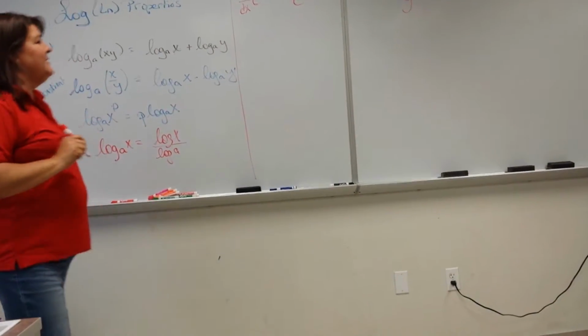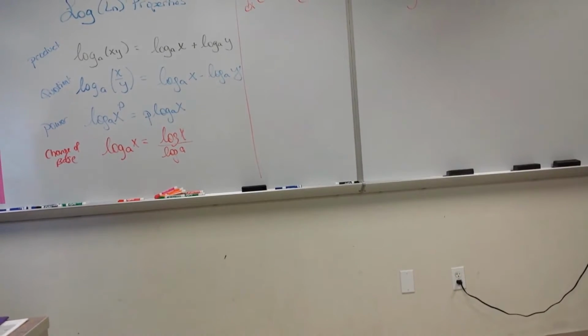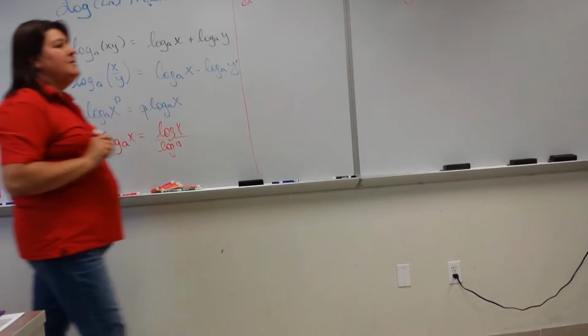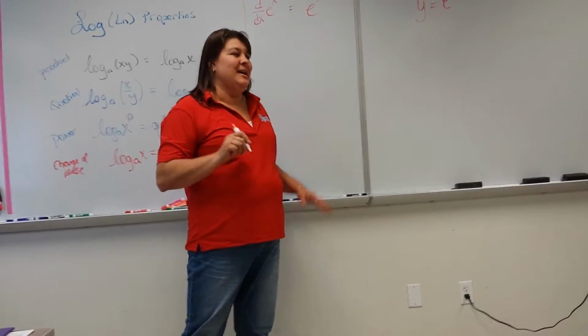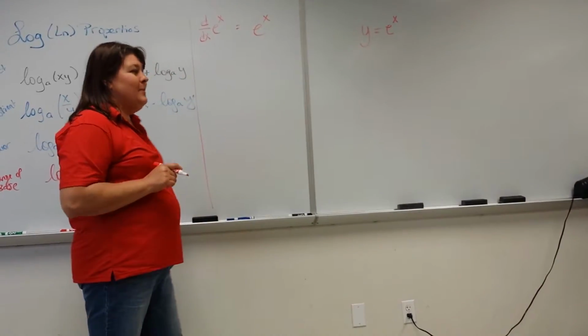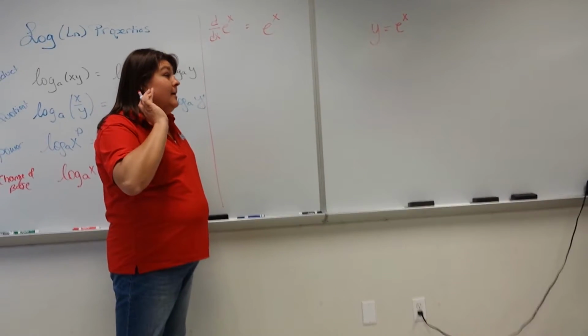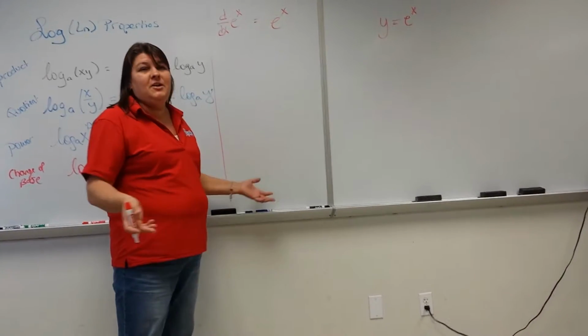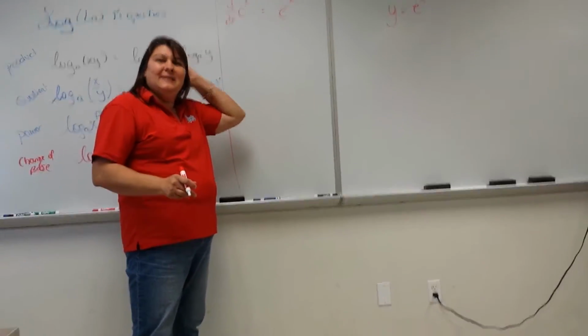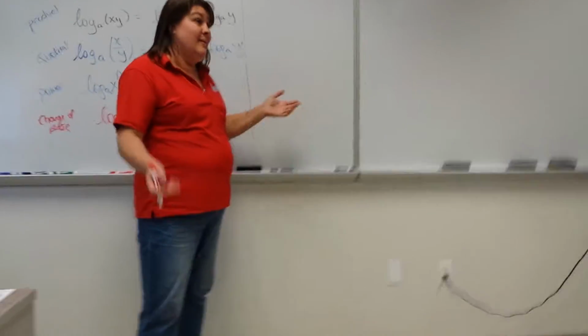I hate doing this because I don't know if it's going to make sense yet. Okay, so what did I just show you? We're proving something. That the derivative of e to the x is e to the x, right? I gave that to you, but you guys are like, why? So let me show you why.